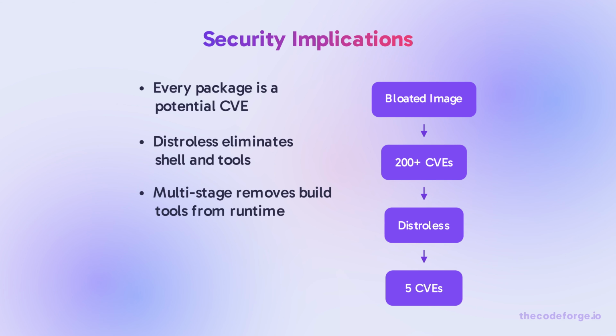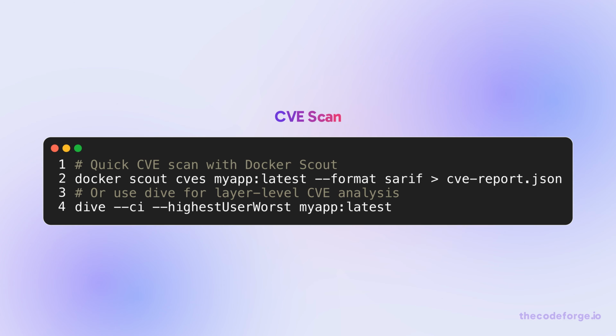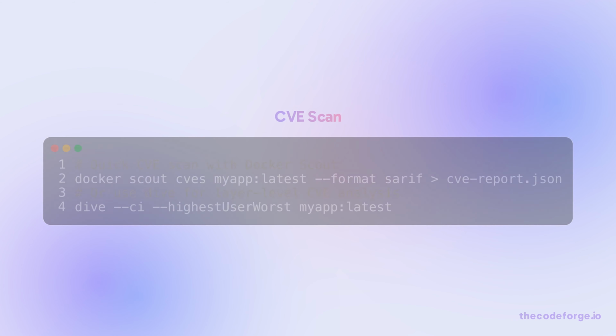Unnecessary packages increase attack surface. Distroless images have no shell or package manager, drastically reducing CVEs. Run Docker Scout CVEs on every image before deployment. If your base image has hundreds of CVEs, switch to a slim or Distroless variant.